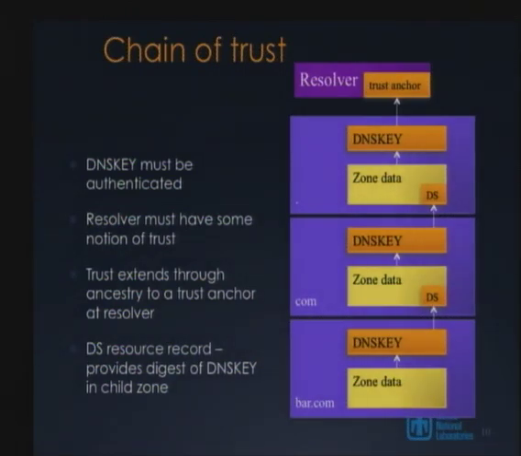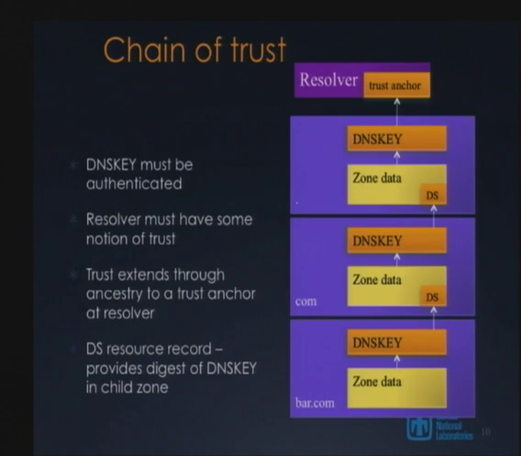And the trust anchor refers to the key, so you know that the key is valid, and then you form a chain using the example here from bar.com. Your zone data is signed with the DNS key, so that's what the arrow represents. And then you use what's called a delegation signer, or DS record, in the parent zone, which maps to the DNS key. It maps with a hash of the DNS key.